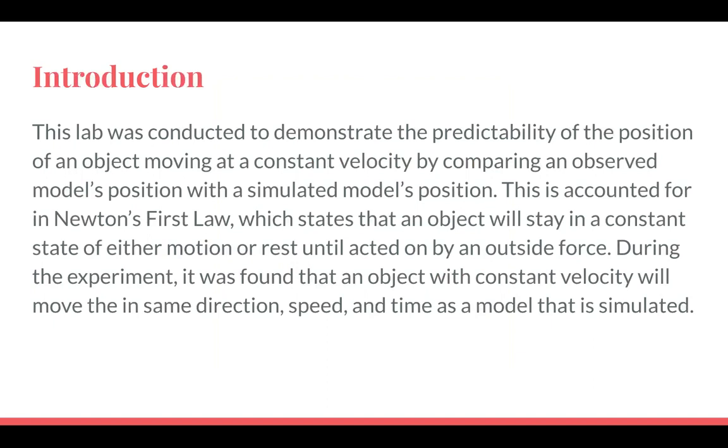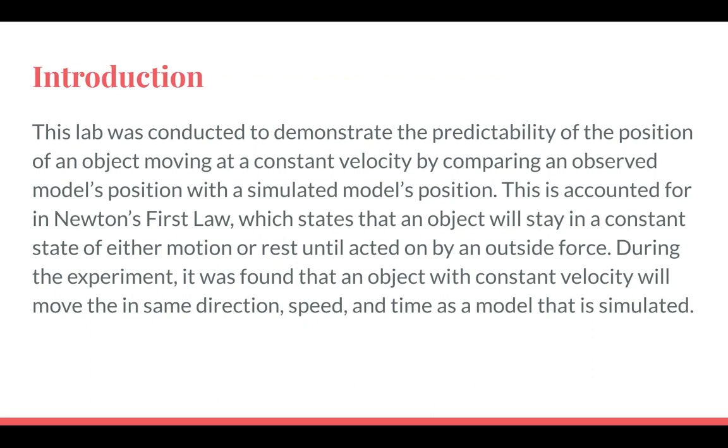For the observed model, a video of the basketball rolling on a table was inputted into Tracker to analyze the position at each frame. For the simulated model, the code was adjusted in GlowScript using the corresponding time increments and details from the observed model. All the data was paired using Google Sheets to create a graph.